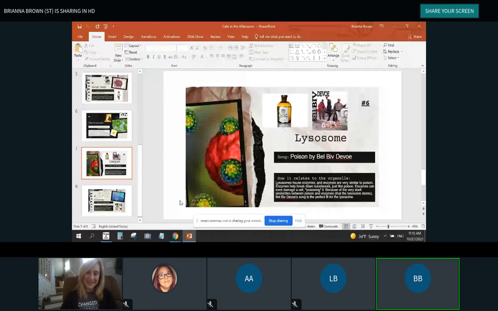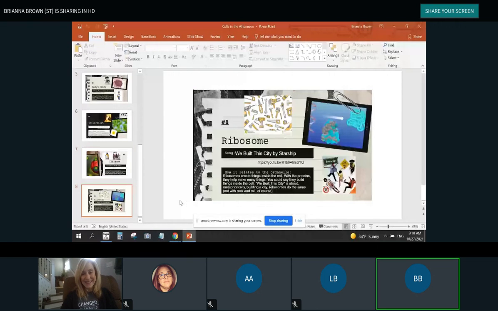And last, it's the ribosome, which is We Built This City, because ribosomes are proteins, and they help build many things. You can say they build the cell. We Built This City is about metaphorically building a city. Ribosomes do the same, not with rock and roll, of course.